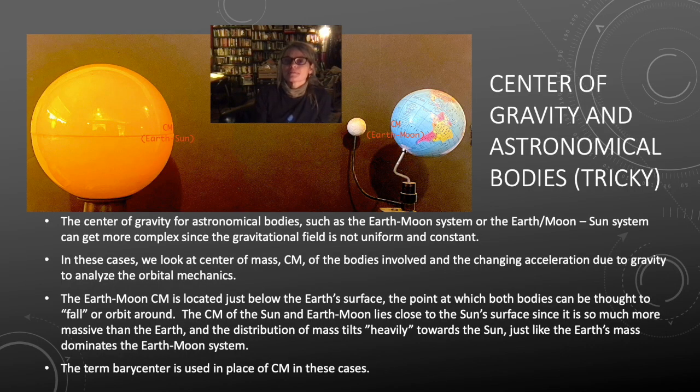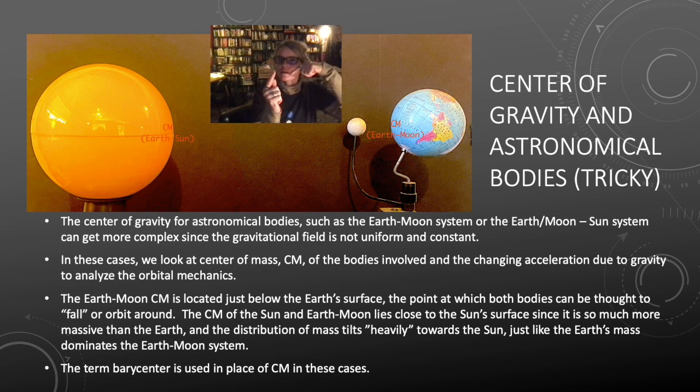Now, center of gravity becomes a little bit more challenging when we're looking at astronomical bodies. The reason is now we're starting to get away from a uniform gravitational field. The acceleration due to gravity, little g, is not always 9.8 meters per second squared. So we start really looking at center of mass more, and the rotation about the center of mass, which can change. When you look at the Earth-Moon orbital mechanics and rotations, the center of mass of the Earth-Moon system is just below the surface of the Earth. So both the Earth and the Moon fall about that center of mass.